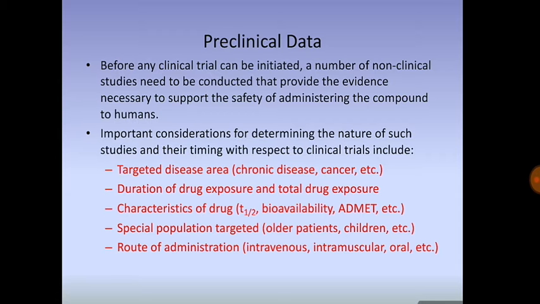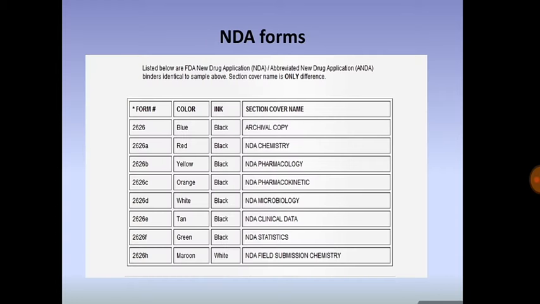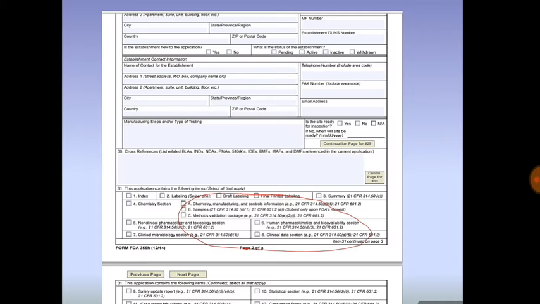NDA versus ANDA. These are the apparent differences between them. In ANDA it is bioequivalence, which replaces the last 3 processes. NDA forms. These are the various forms for NDA, for archival, microbiology, pharmacology, etc. These are NDA forms.